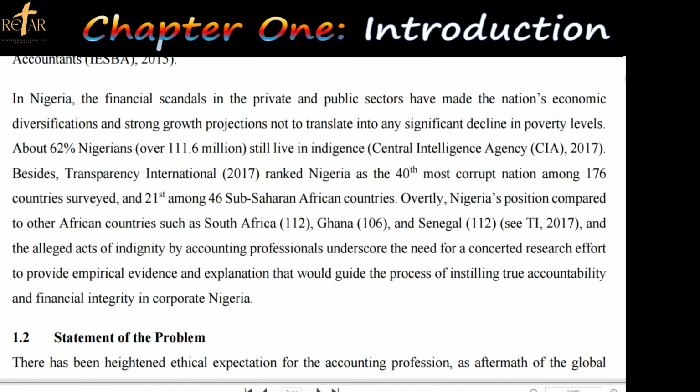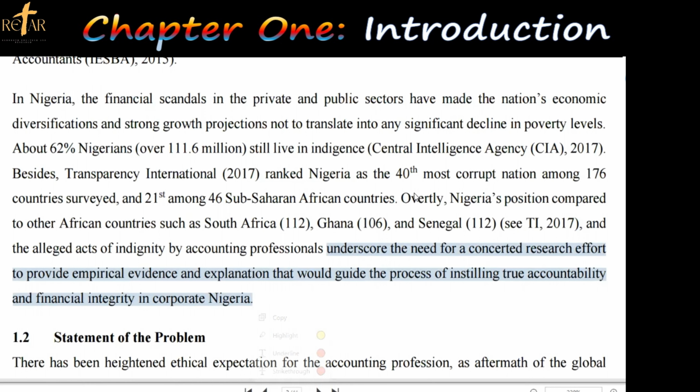And the alleged act of indignity by accounting professionals underscores, look at that, this is where the issue now lies, you could see it, the need for a concerted research effort to provide empirical evidence and explanation that would guide the process of instilling true accountability and financial integrity in corporate Nigeria.